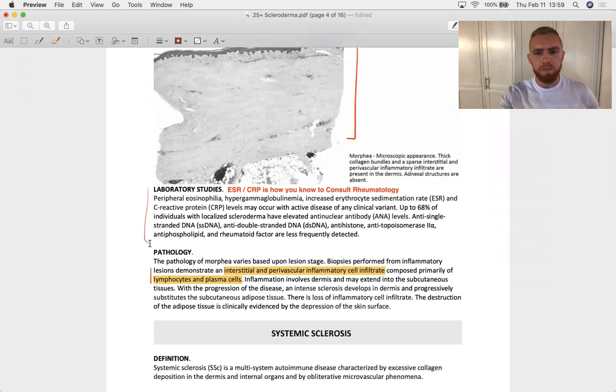Relevant lab studies, ESR and CRP will be up, which is how you'll know you ought to consult rheumatology, look for a systemic disease. Autoimmunities are certainly on the radar whenever ESR and CRP are up.